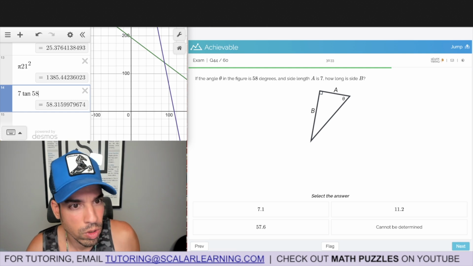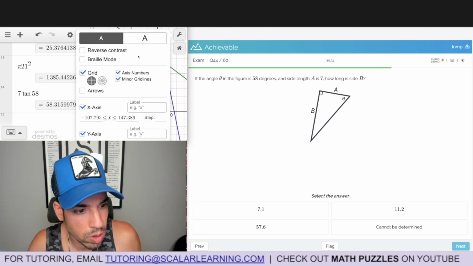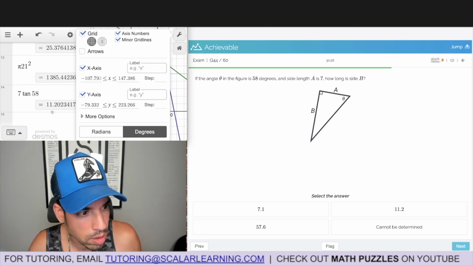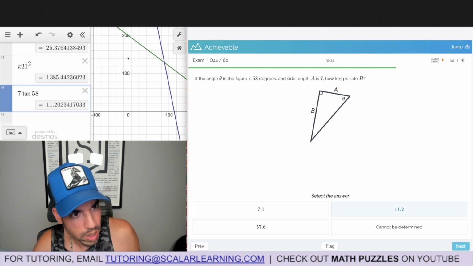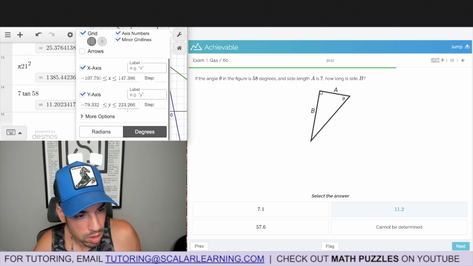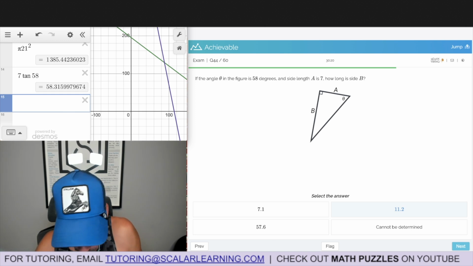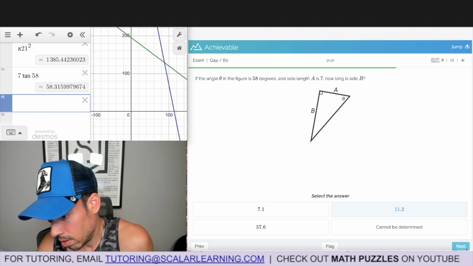And we're going to make sure we're in degrees mode, which we are not. And we get 11.2. You've got to make sure you're in degrees mode. Look, the answer for radians, I think, was here. Look at this, you see 58.3. Oh, it's close. It's not exactly. All right.